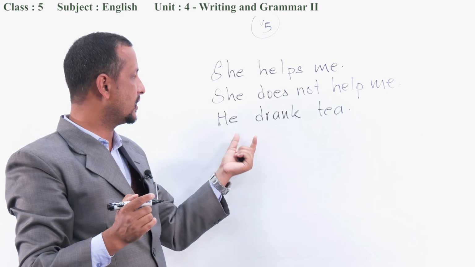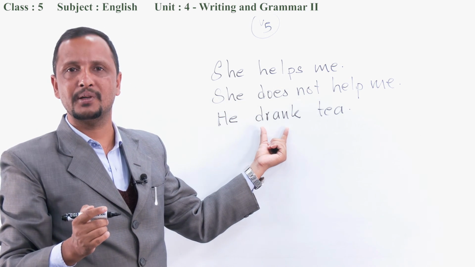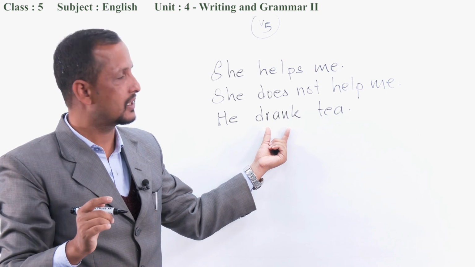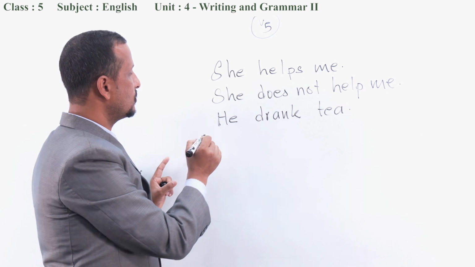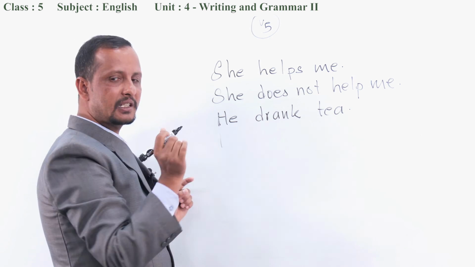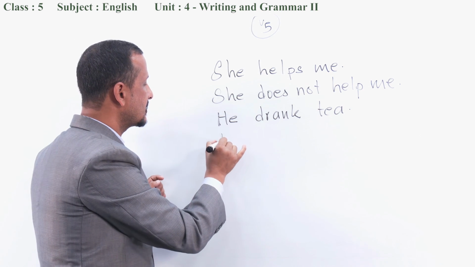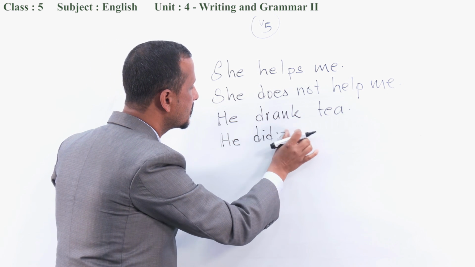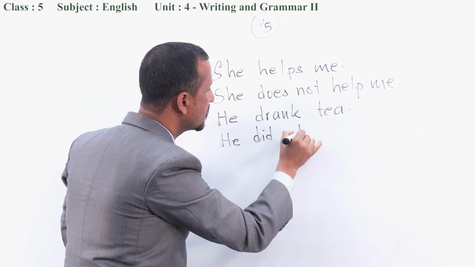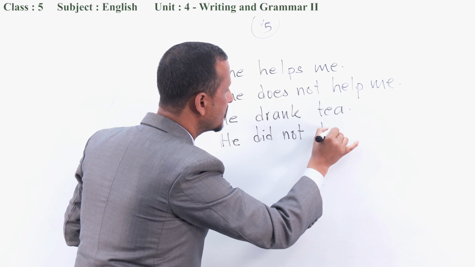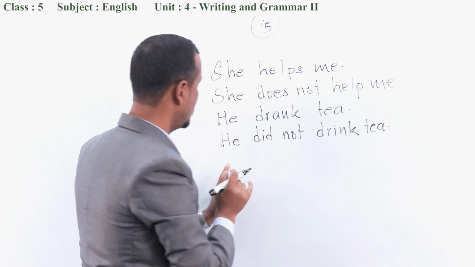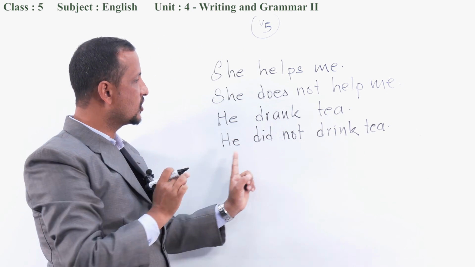So, dear student, what is this? Past form of the verb. That is simple past. And for past, we have to use what is identified from this sentence: He did not drink tea.